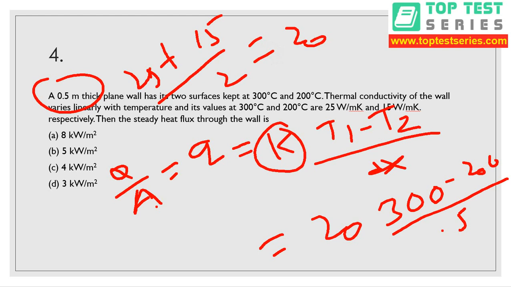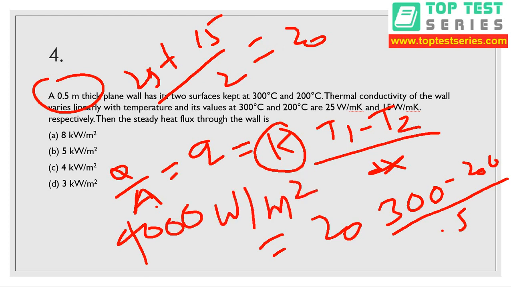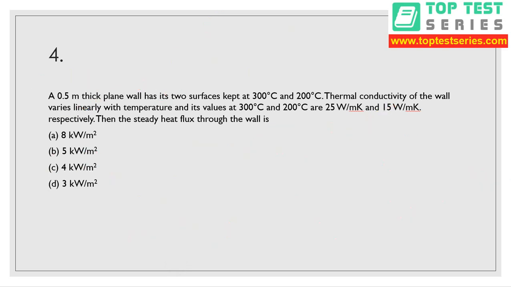Let me solve it. 100 by 0.5 thousand, that will become 200, and 20, that means 4000, right? 4000 watt per meter square, because it is talking about heat flux, so 4 kilowatt per meter square. Therefore option C is the correct answer for this question.